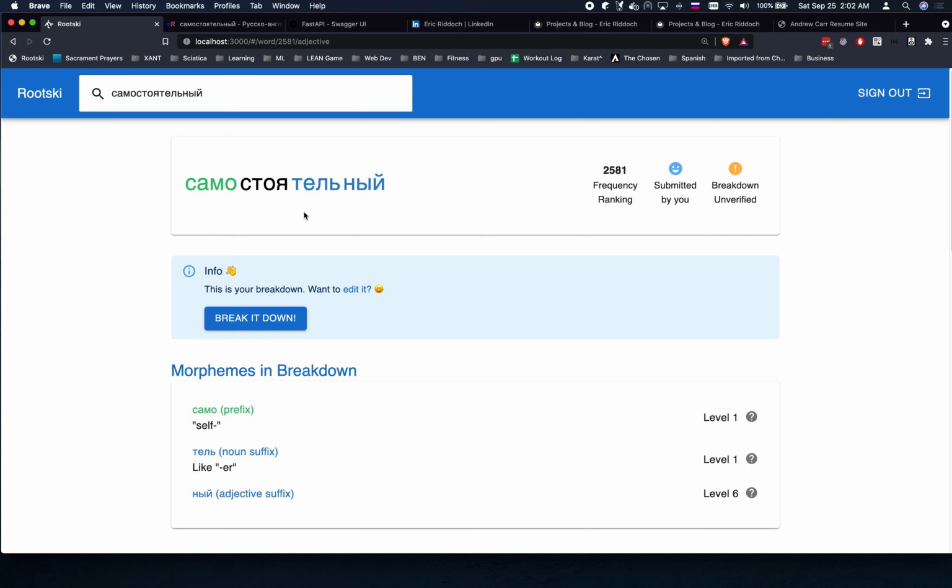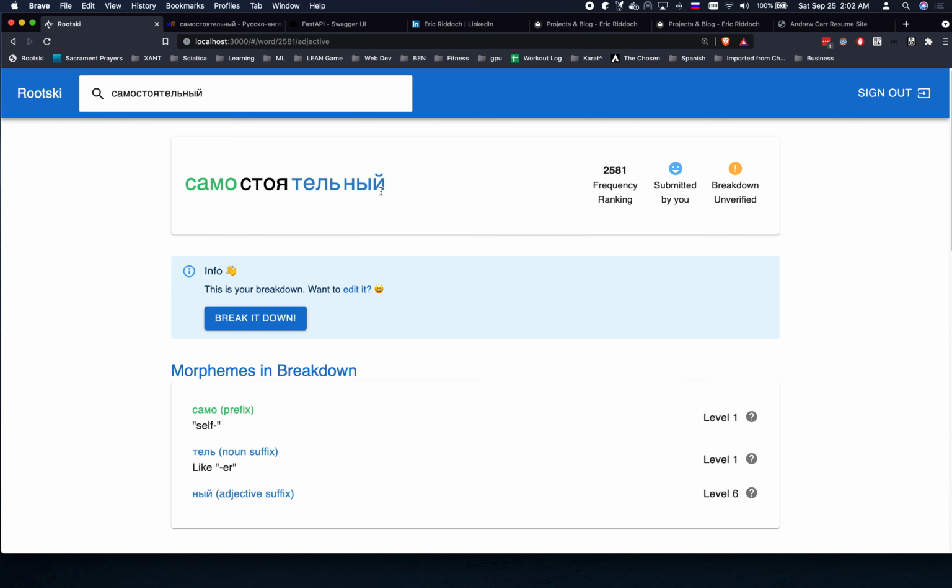So me and people in Russia who study as native speakers, we have a disagreement on what is a root and what isn't. That's all to say that Rootski is optimized for non-native speakers. Sorry, I just lost my train of thought. Yeah, Rootski is optimized for non-native speakers, and there wasn't a lot of training data available.